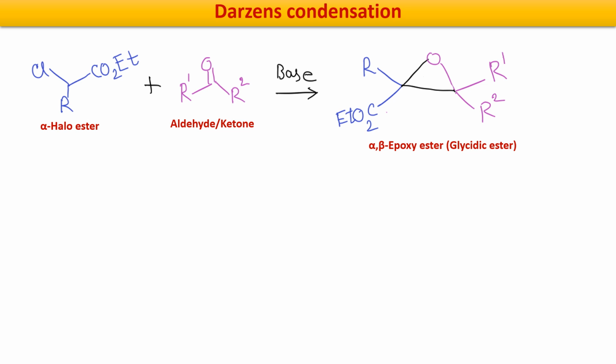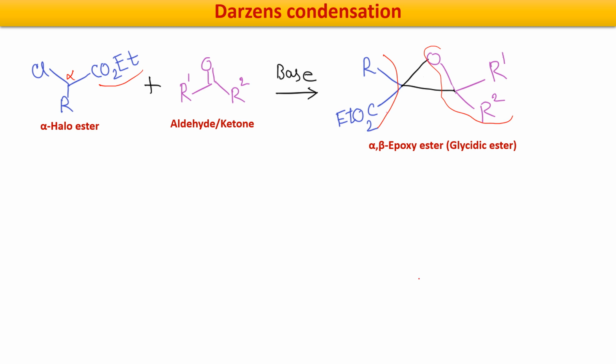Let's start. Here we can see alpha haloester and aldehyde or ketone as the reaction partners. Alpha haloester because with respect to this ester group, this is the alpha position, and in the alpha position we can see halo. Chlorine is there, right? And in presence of base, we will get alpha beta epoxy ester. So from the color you can understand this part we are getting from this alpha haloester and the other side we are getting from the aldehyde or ketone, and two new bonds are formed.